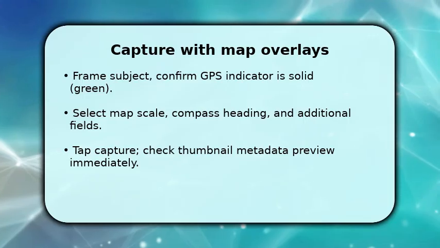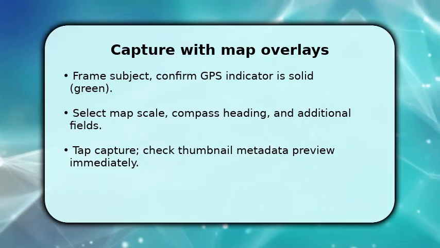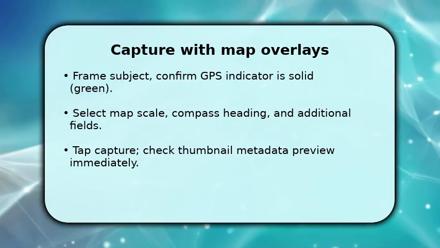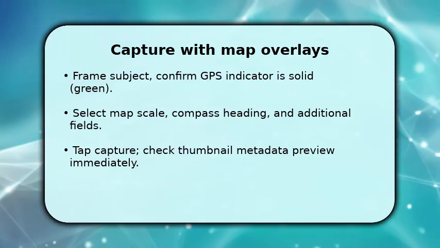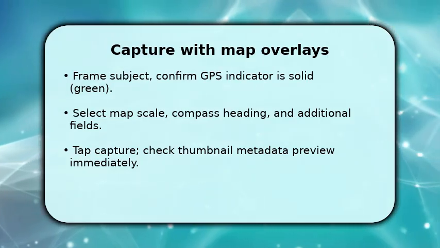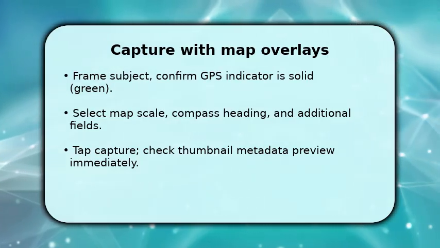When you tap Capture, glance at the thumbnail metadata preview to verify the stamp shows correctly. If you'll shoot a sequence, use burst or interval mode, and keep observing the preview to catch drift early.